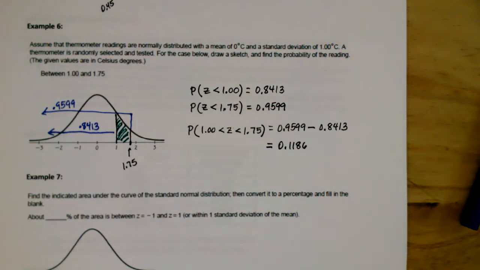So to answer the question, the probability of getting a thermometer reading between 1.00 and 1.75 degrees Celsius would be 0.1186.